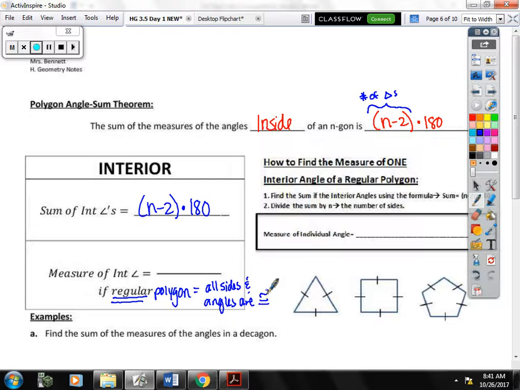Okay? So just like a triangle, if we knew a triangle was equiangular and equilateral, we knew it was a regular triangle. All the sides and angles were congruent. What would each angle have to be?